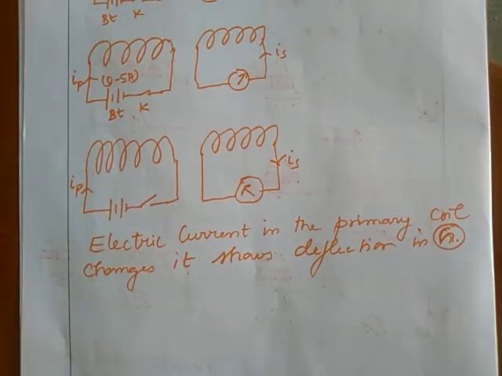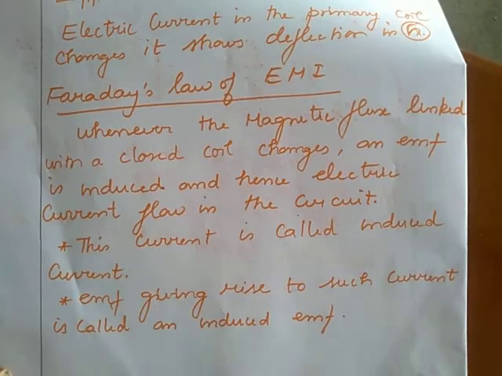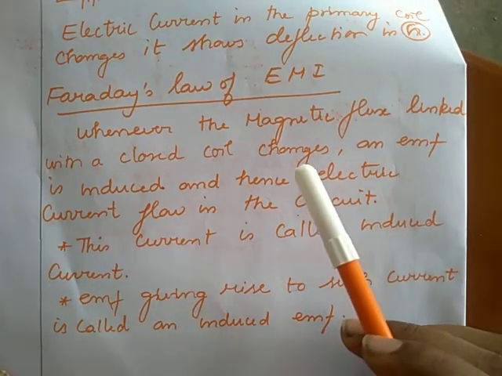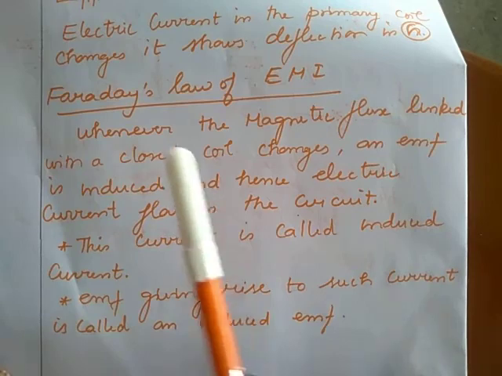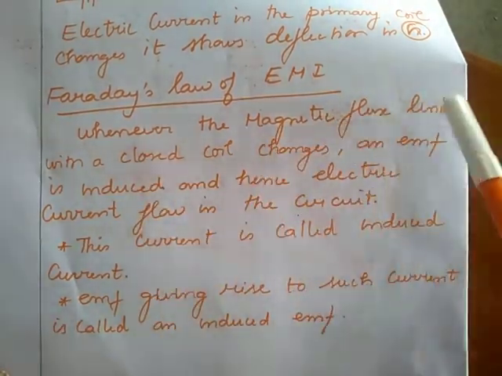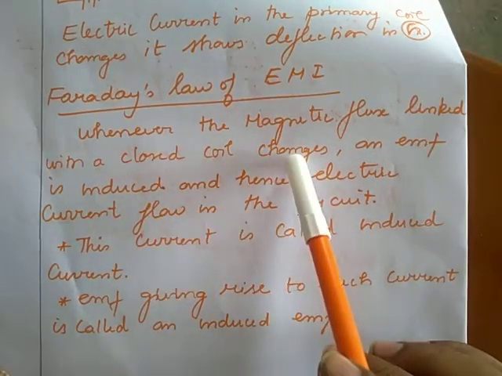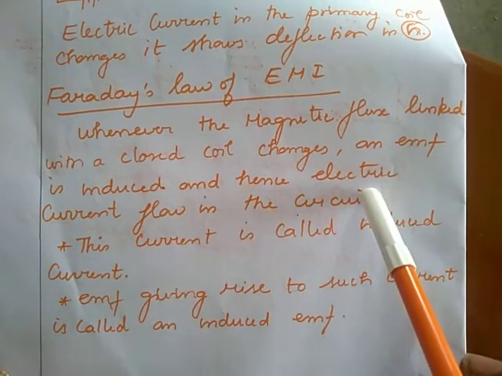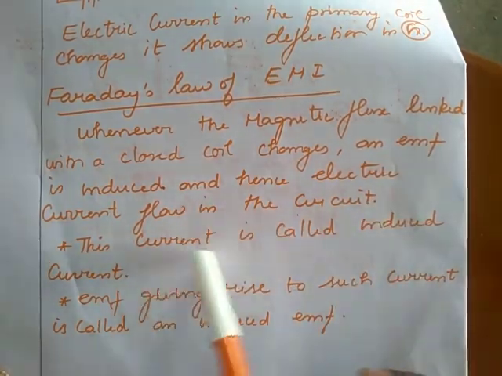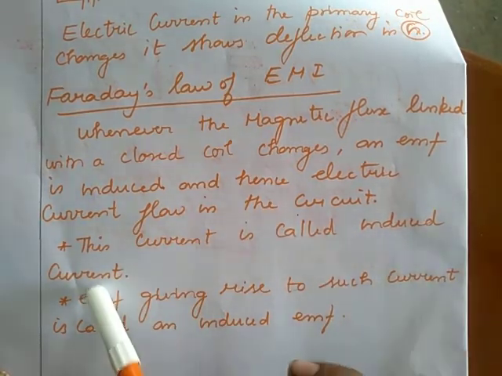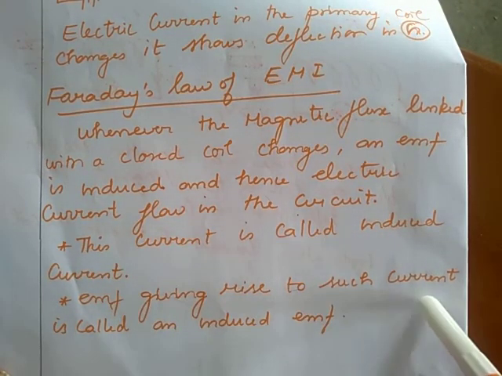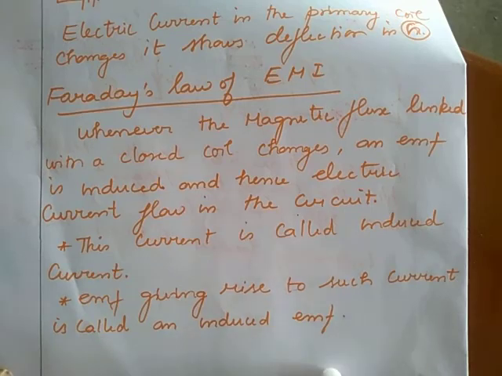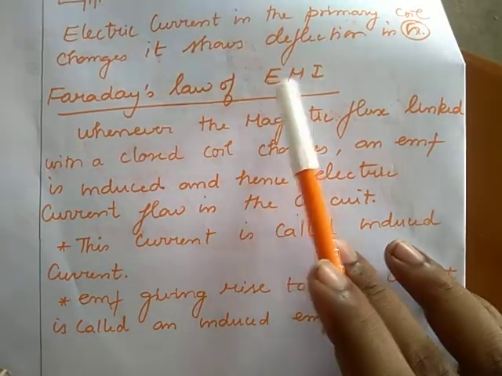Okay, let me see the definition. From this experimental observation, he concluded that whenever the magnetic flux linked with the closed coil changes, EMF is induced and hence the electric current flows in the circuit. Okay, this current is known as induced current and the EMF giving rise to such current is called induced EMF, and this phenomenon is known as electromagnetic induction.